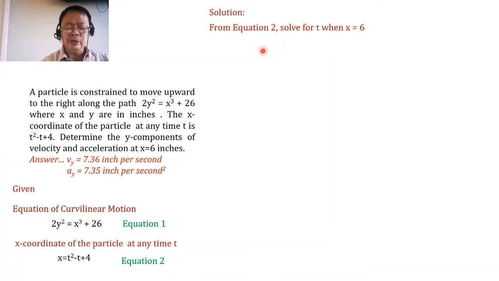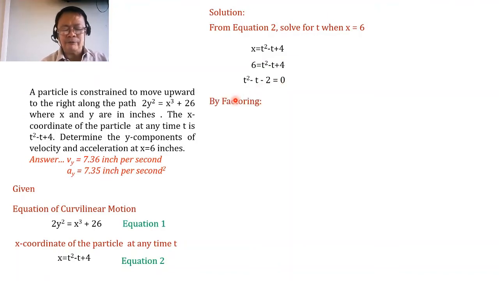We are given the equation that x is equal to t squared minus t plus 4. When we substitute the value of x equal to 6, our equation becomes 6 equal to t squared minus t plus 4. This can be simplified to t squared minus t minus 2 equal to 0. This can be solved by factoring, so the factors will be t minus 2 and t plus 1 being equal to 0.